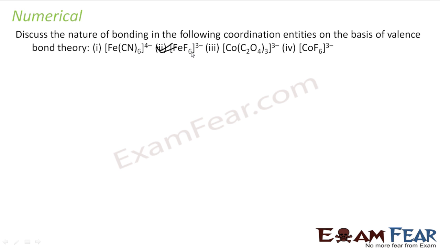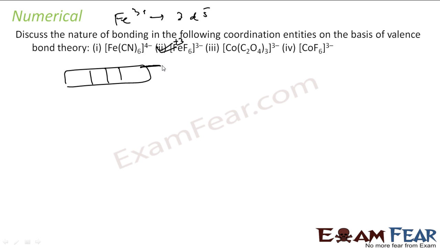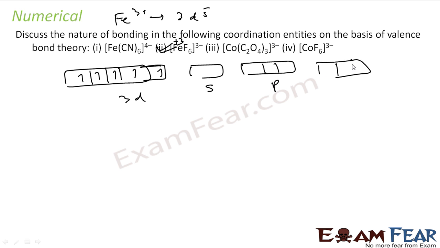The next is [FeF6]3-. Here the oxidation number of iron is +3, so Fe3+. We can find that. So Fe3+ is what? 3d5. And we know this is paramagnetic. Because we have to use valence bond theory, we have to know whether the compound is paramagnetic or diamagnetic. It's 3d, so it is 5: 1, 2, 3, 4, 5. Then you have 4s, then 4p, and again you have 4d.